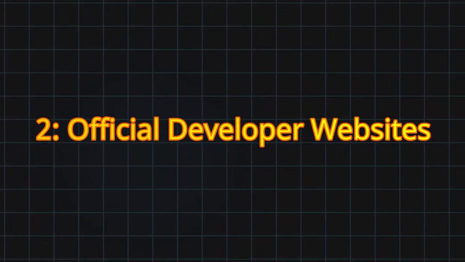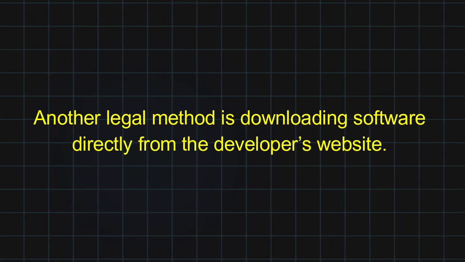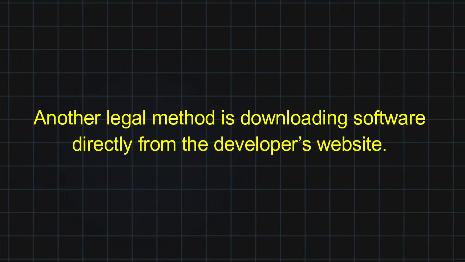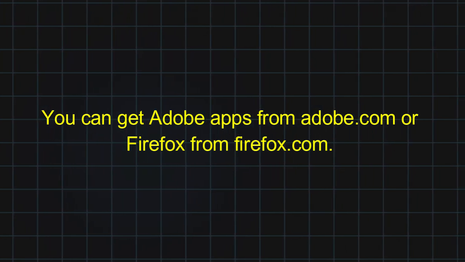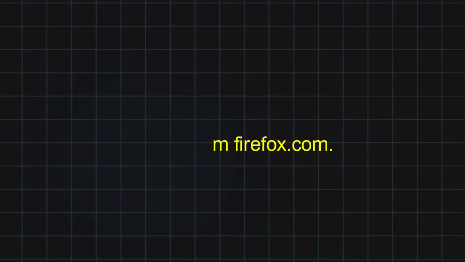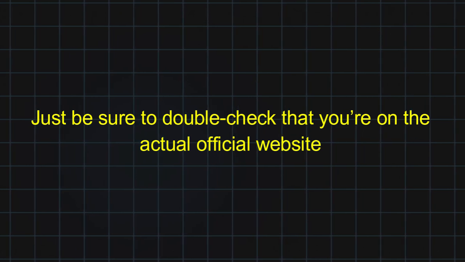The second method, official developers' websites. Another legal method is downloading software directly from the developers' websites. You can get Adobe apps from adobe.com or Firefox from firefox.com. This ensures you get the latest version of the app. Just be sure to double check that you are on the actual website to avoid any security risk.